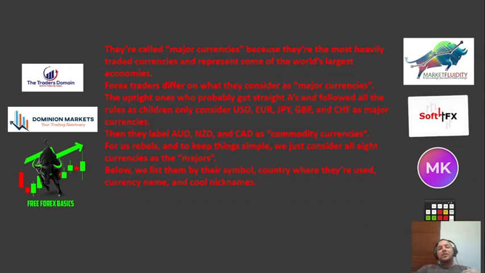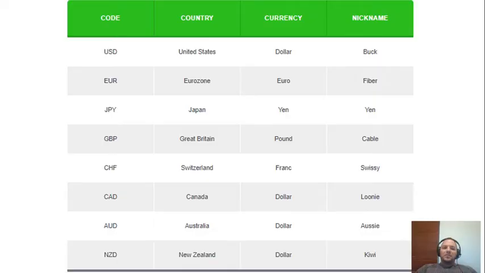We just say that all 8 currencies are majors. Anyway, below we will list them by their symbol, country and where they're used, the currency name, and cool nicknames. Alright, so moving on to the next slide here.